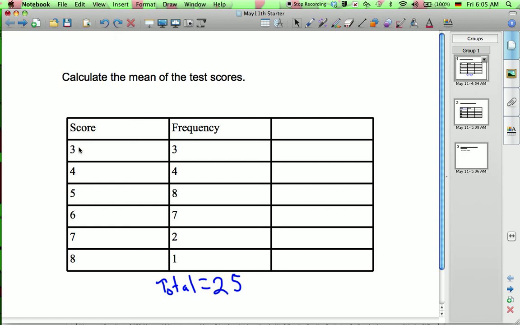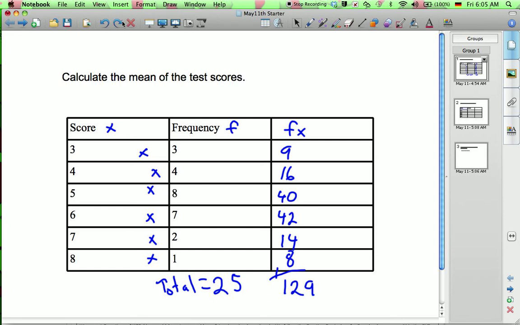And next we need to find the total score. If we have 3 students score a score of 3, then their total is 9. So we're going to be multiplying the scores by the frequency. I'm going to call the score column X and the frequency column F, and I can call this new column F times X. So I'm going to multiply all the scores by the frequencies to get the total scores. So 4 times 4 is 16, and so on. Then I add them together, and I get a total of 129.